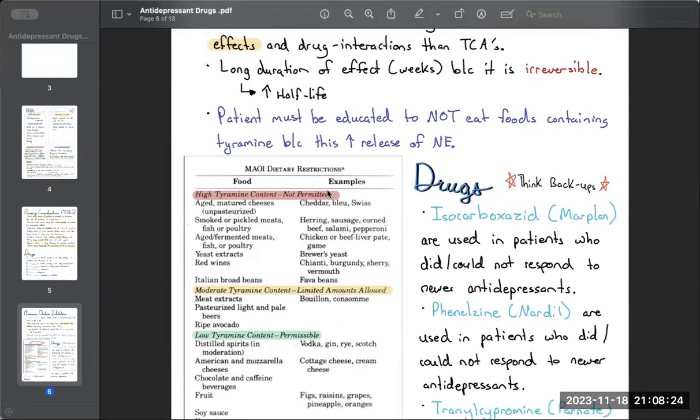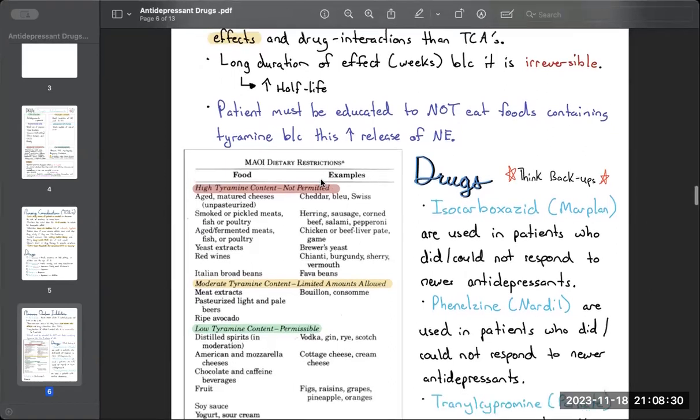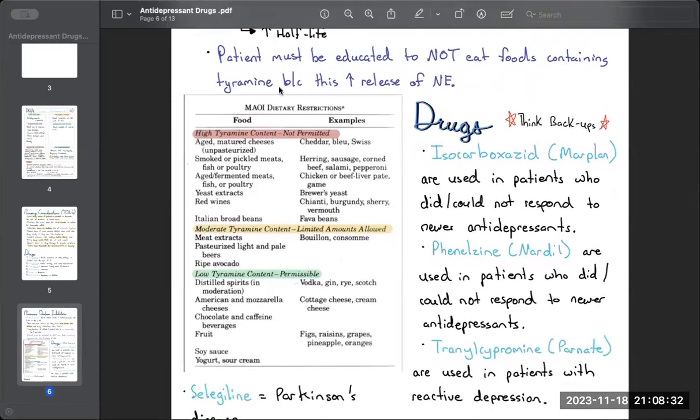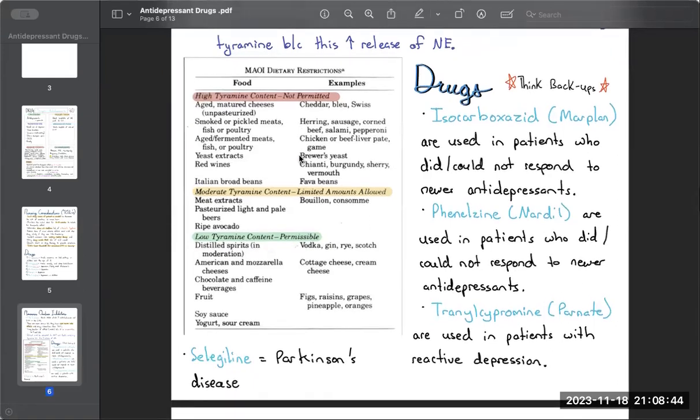Now, here's the thing. This drug is scary because you can't eat pretty much any sort of food with these drugs, okay? This is an NCLEX question, it's most likely 100% going to be on your exam. You cannot eat foods that contain tyramine because they're going to increase the release of norepinephrine, which is going to be really bad. So, what are some foods with tyramine? Aged cheeses, cheddar, blue, Swiss, any sort of processed meat, right?